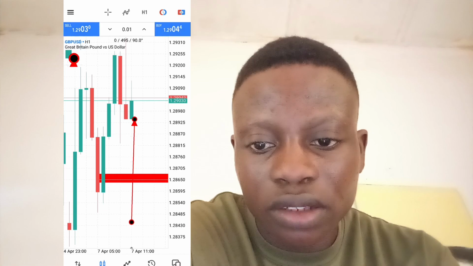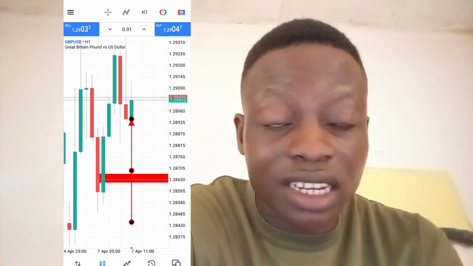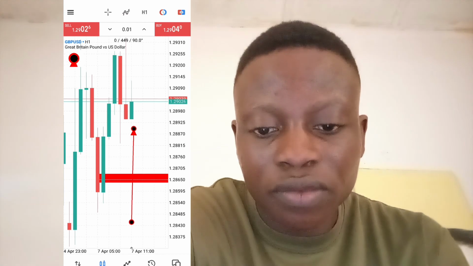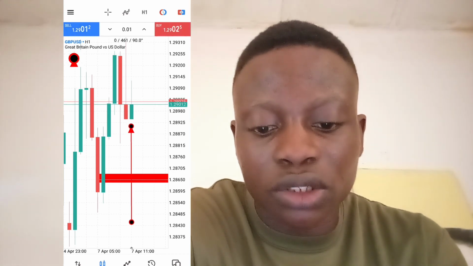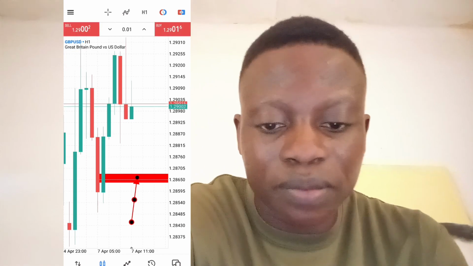This is it here. The candlestick did not create any wick, so we are still waiting. Let's see how it will go. This is where we are expecting the market to come before we take any buy.